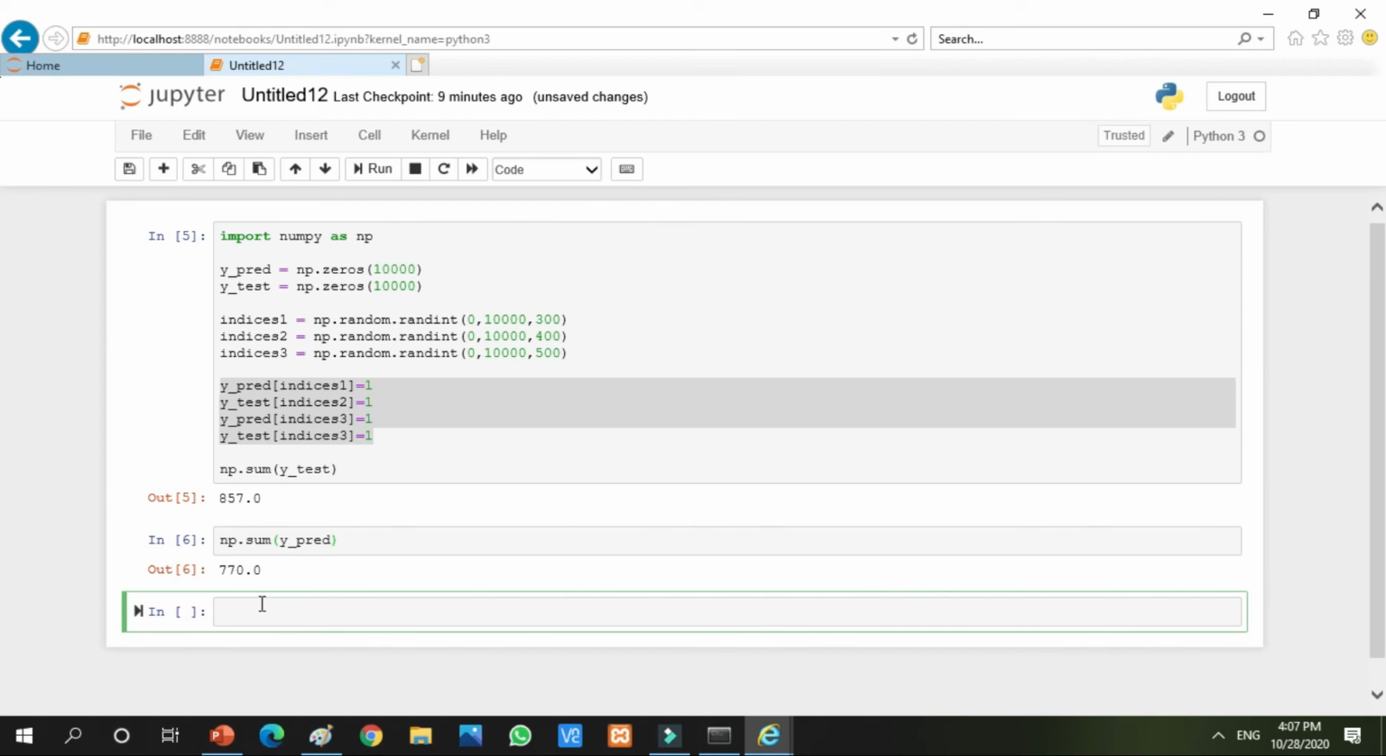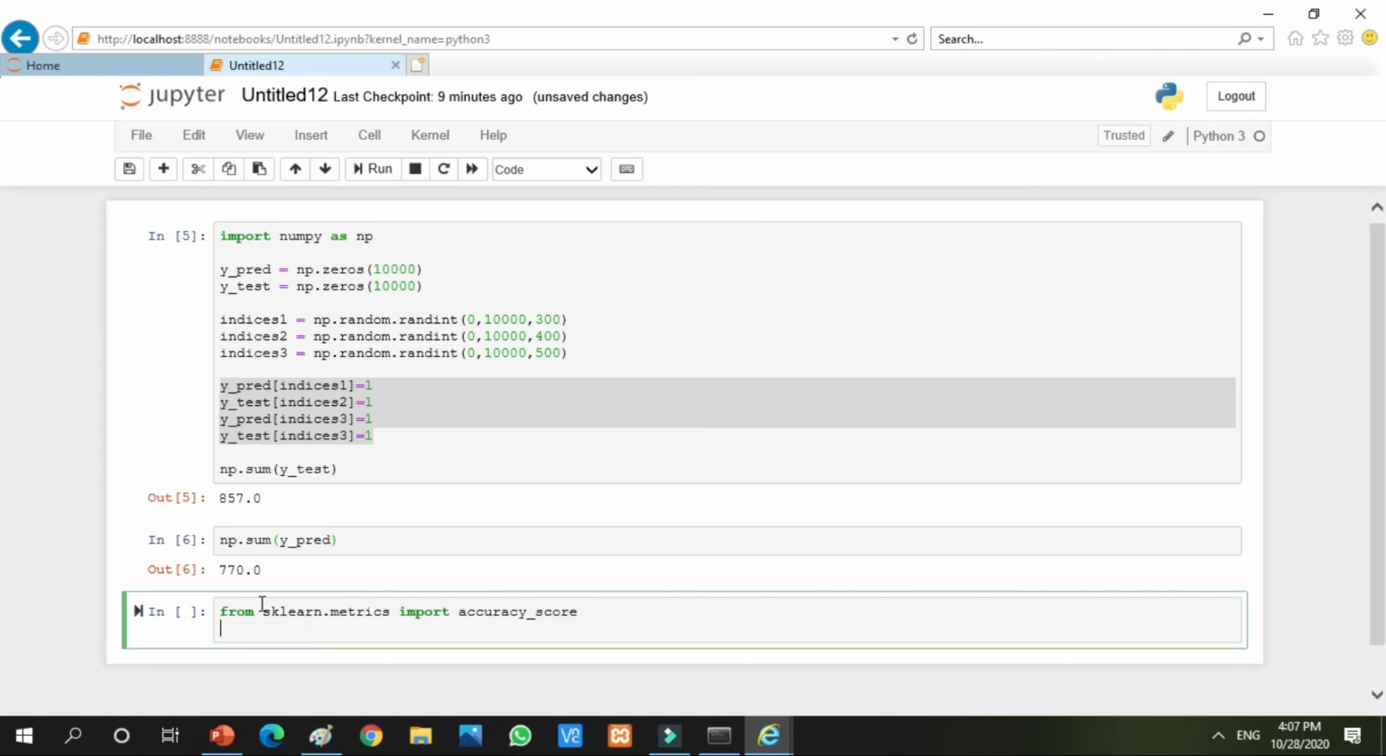Now let me move towards and find the accuracy of this data. What I am doing, I am importing from sklearn, it is a library of Python, accuracy score as it is a metric, and I want to calculate the accuracy just as I have explained to you in the video of confusion matrix.